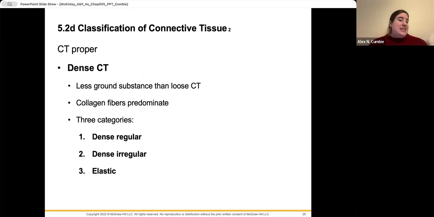We switch over to dense connective tissues. Now remember, these have less extracellular matrix between them, so less ground substance, so they're not far apart from each other. A lot of these cells are going to be very close to each other. The three types we have are dense regular, dense irregular, and elastic.